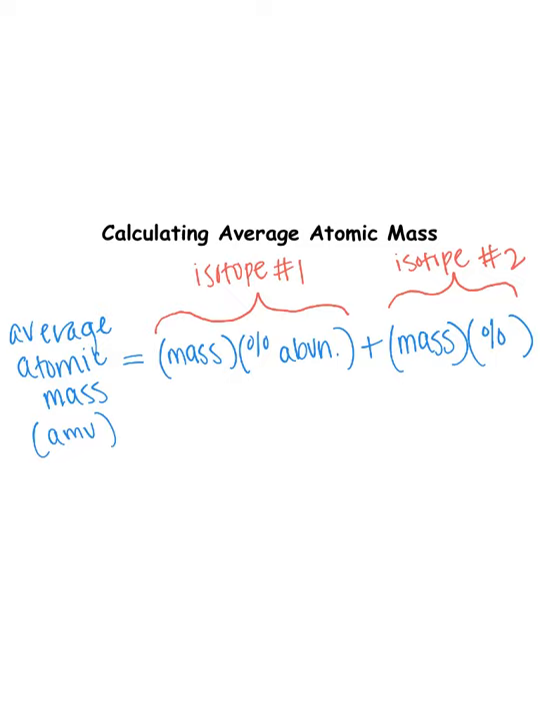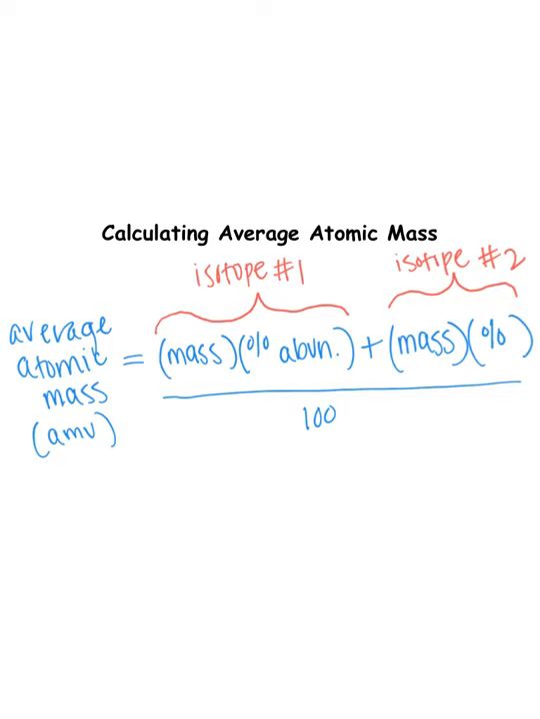Now, we may be asked to calculate the average atomic mass for elements that have more than 2 isotopes, in which case all you would have to do is add another plus sign and then add in the mass and the percent abundance for any additional isotopes that there are. Excuse the bell, sorry. Now, the last thing we need to do for our equation is we're going to divide everything by 100.